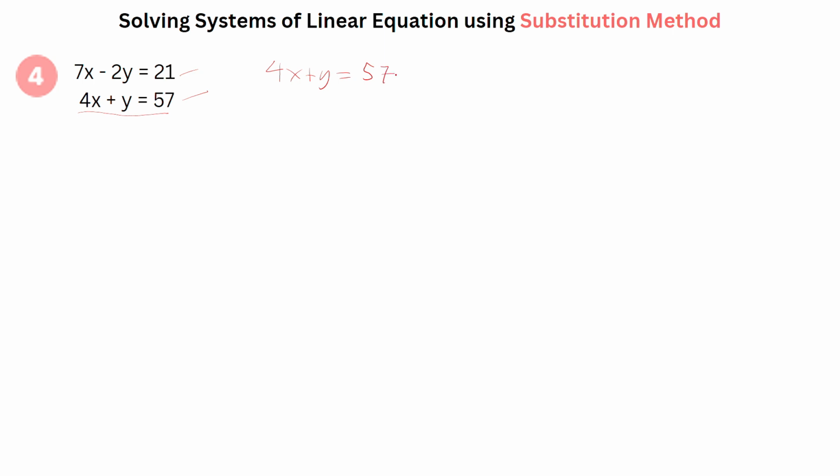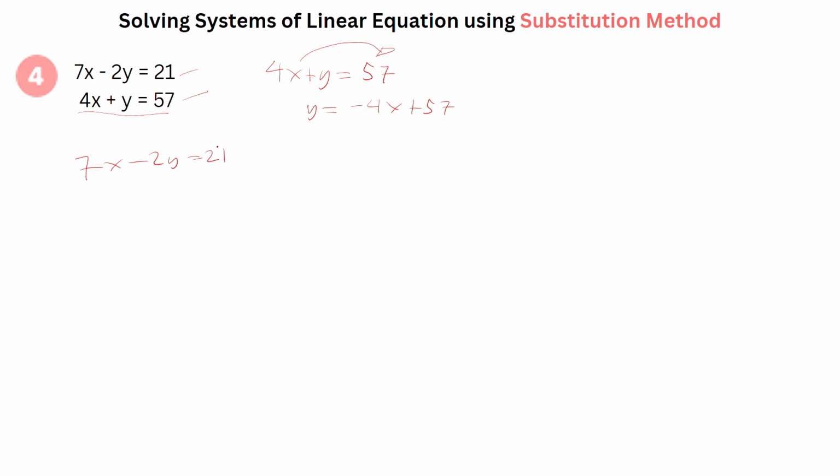Isn't it that the y here is so easy to separate, right? Because the moment I transpose 4x to the right side, what will happen? Y is equal to what? Negative 4x plus 57, right? That's it. Now, what do we do? So, I will use the other equation, the 7x minus 2y. So, 7x minus 2y equals to 21 as my main equation.